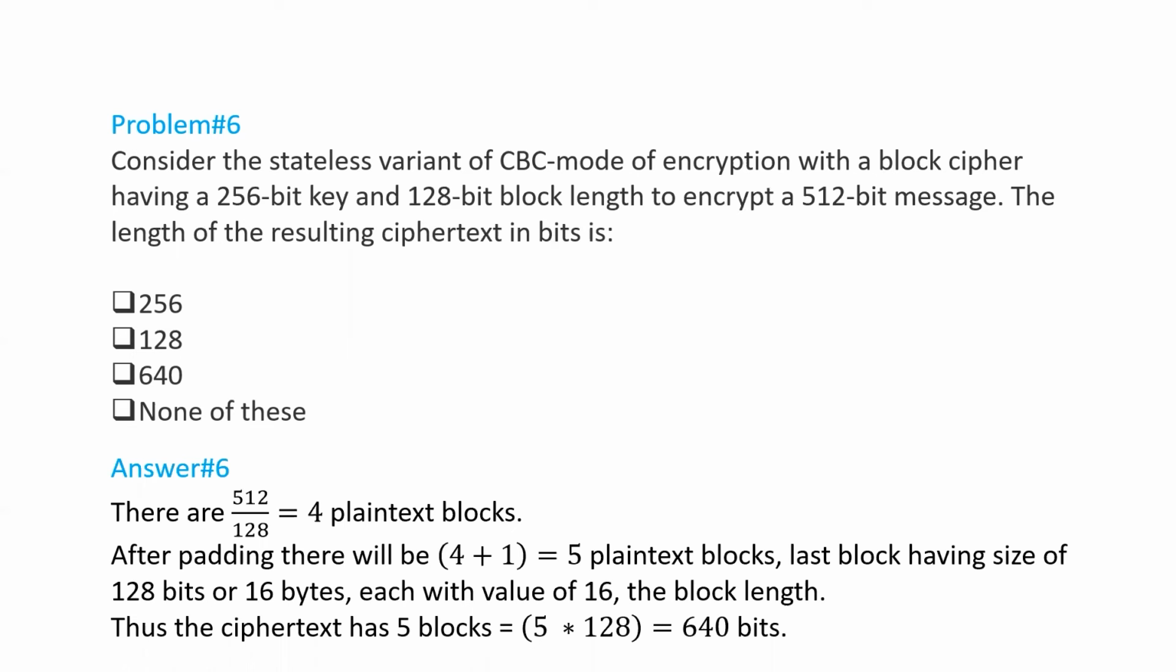And in this additional block, the value of each byte will contain the size of the padding. So you will basically have a total of 5 plain text blocks, and the last block has a size of 128 bits, that is the block length, or 16 bytes, and each of these bytes will store the value 16. That means the number of padded bytes is 16, because the whole block is the padded block.